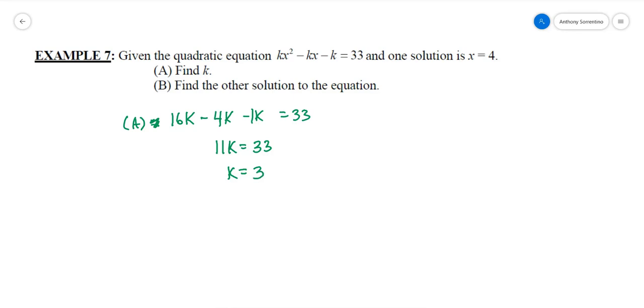So when I start into part B, my equation is 3x squared minus 3x minus 3 equaling 33. Now, I'm going to just choose to use the quadratic formula on this one. So I'm going to subtract 33 from both sides, because for the quadratic formula, I still have to have it set equal to 0.